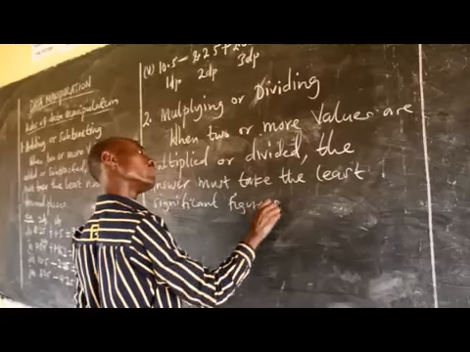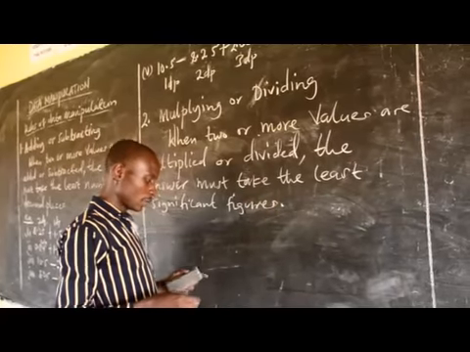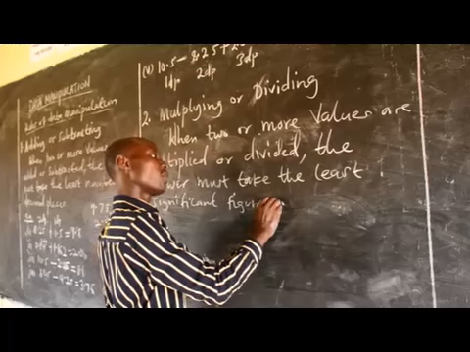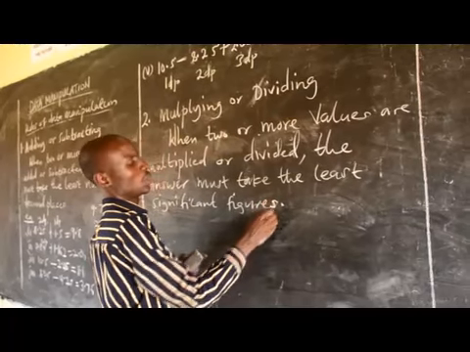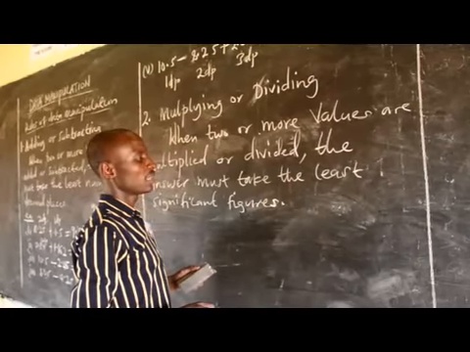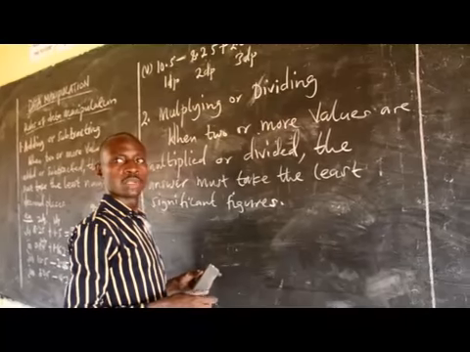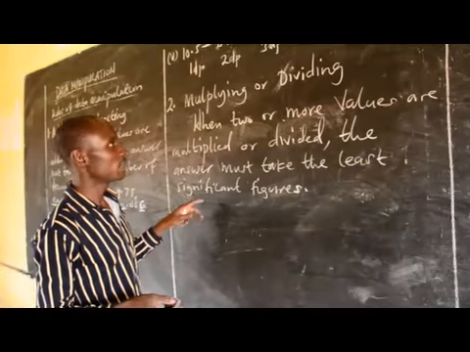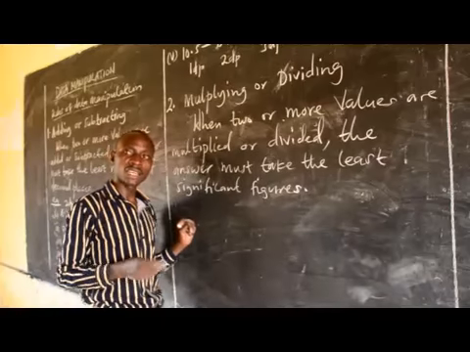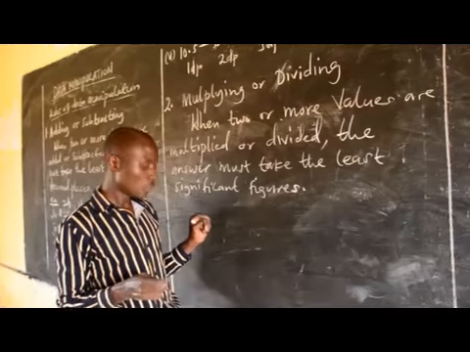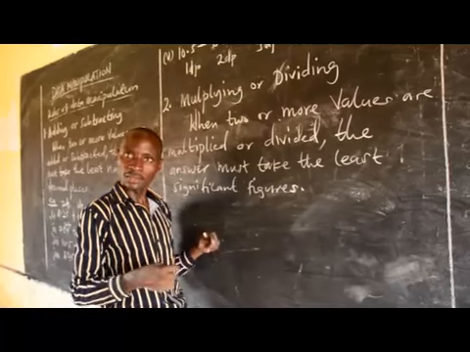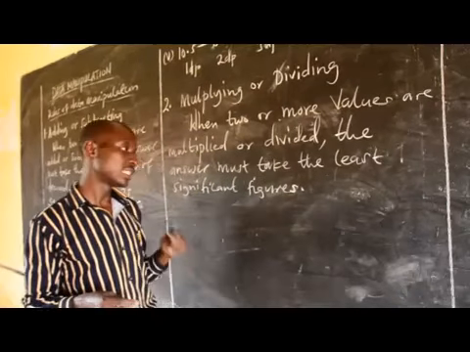In other words, if you are to learn how to manipulate data, you should be good in the rules of significant figures. So, you shall see that when I multiply a figure which has two significant figures by a figure which has three significant figures, my answer will be to two significant figures because 2 is less than 3.